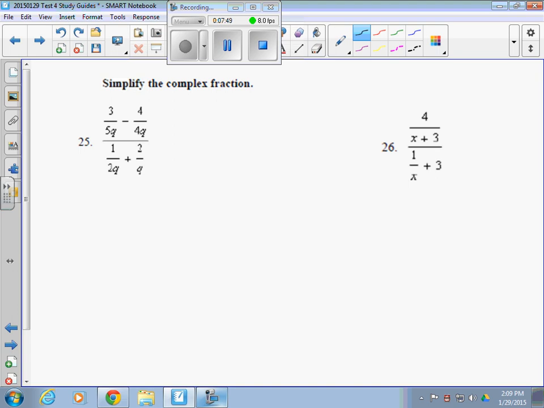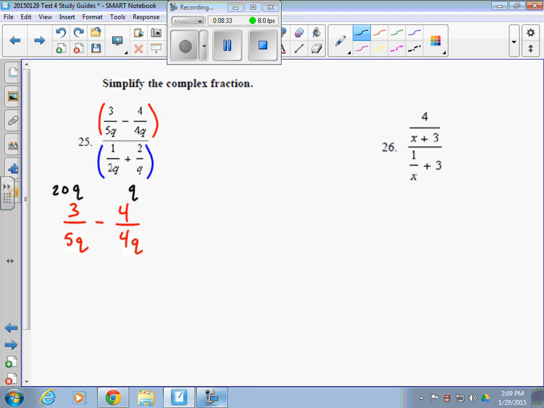3 over 5q minus 4 over 4q, over 1 over 2q plus 2q. Okay, when they have that fraction bar in the middle, it acts like there is a grouping symbol around the top and around the bottom before you try to do any of the division in the middle. So for the first one, we have 3 over 5q minus 4 over 4q. Okay, so you have to have like denominators for those. In order to get like denominators for those, you need to make sure you represent q by both of them. Also, the smallest number that 5 and 4 both go into is the number 20.